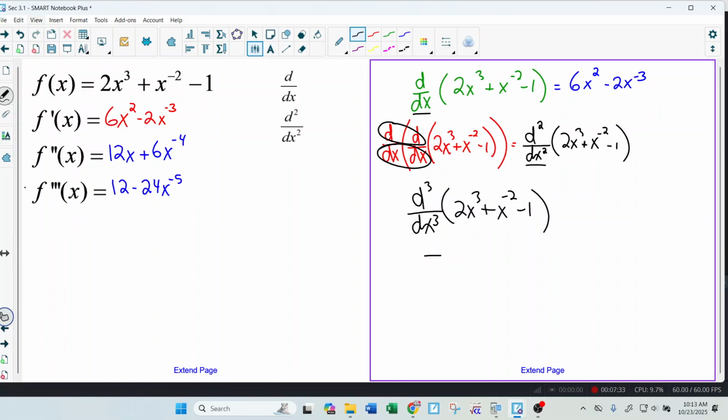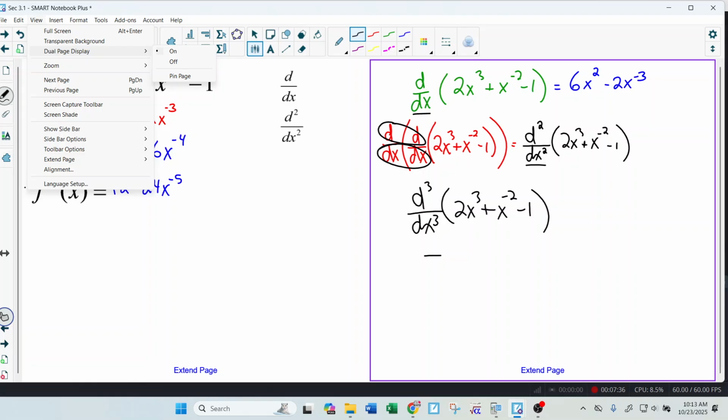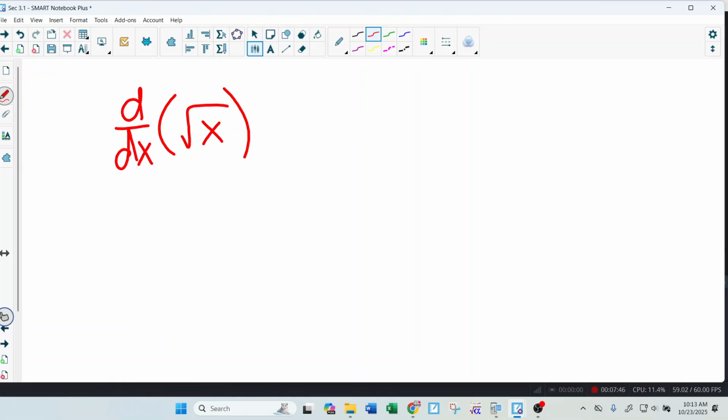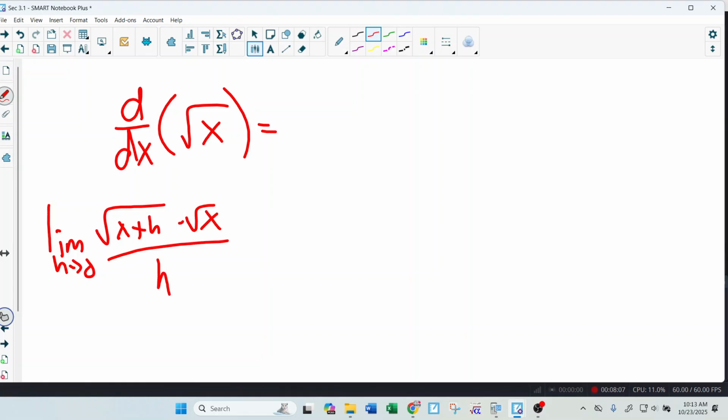The last thing I want to look at here, before we just do some practice, is let's say we have the derivative of the square root. Okay, you just saw this a second ago if you're paying attention. So how do we do that? Now, we could do our whole limit, right? I'm just going to write it out for fun. We could solve that limit.